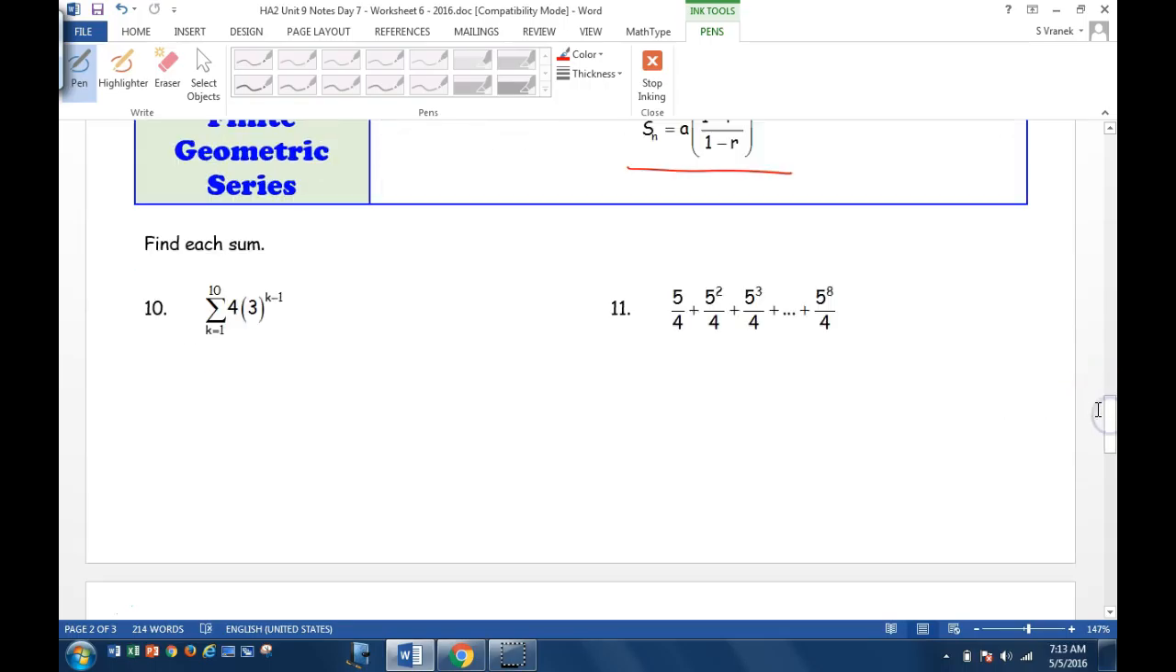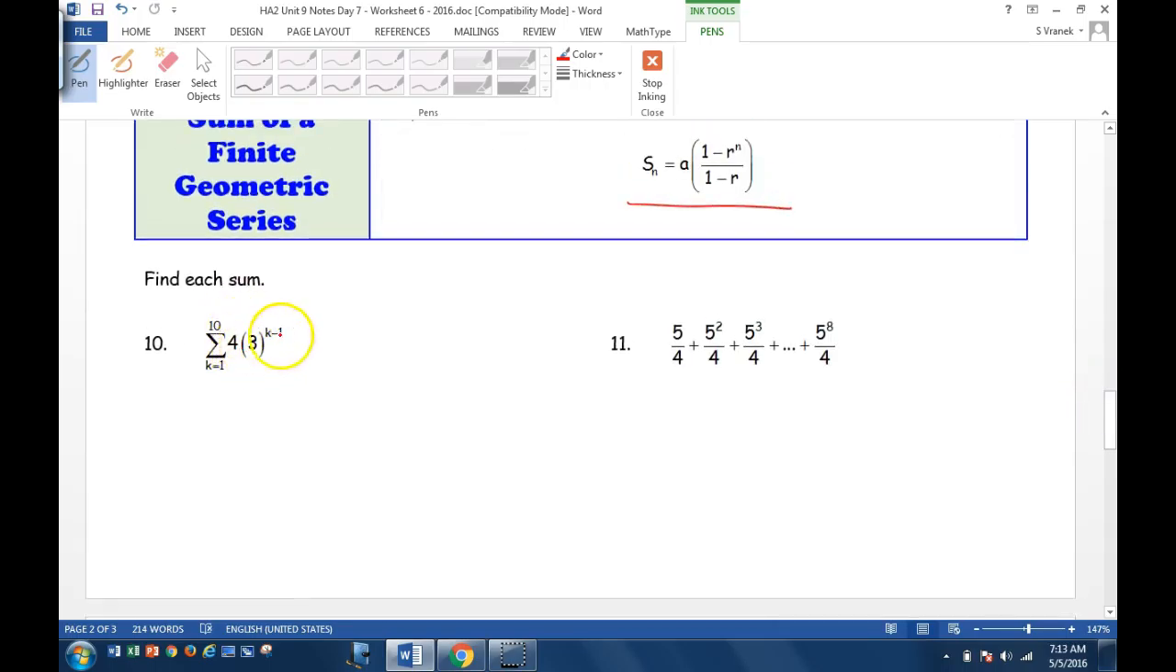So let's look at what we have. We need the starting point. So again, to get the starting point, put 1 in for k. So 4 times 3 to the 1 minus 1. 3 to the 0 is 1, so the a sub 1 is 4. We don't need the final one like we did for arithmetic. So we have that. You guys should be able to identify that the r here is just 3. We're multiplying by 3 every time. Okay, because that's the thing being raised to the power.